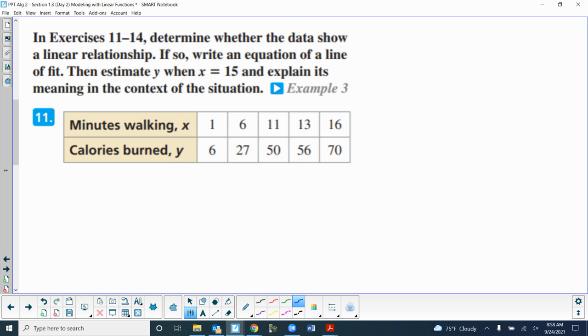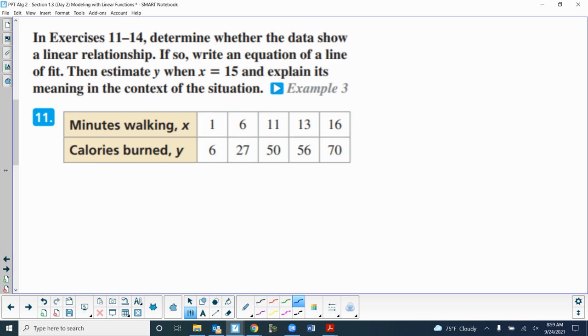And then you were supposed to, it says in 11 through 14, determine whether data show a linear relationship. If so, write an equation of a line of fit. Then estimate when x is 15. Okay? So I picked the first two points, and went from there. Plotted, did our scatter plot, and then I got close to 65 when you plug in 15. It's 15 minutes, right? X is the number of minutes. So 65 calories almost that you burn. All right, you would be close, hopefully, to that if you actually did it.